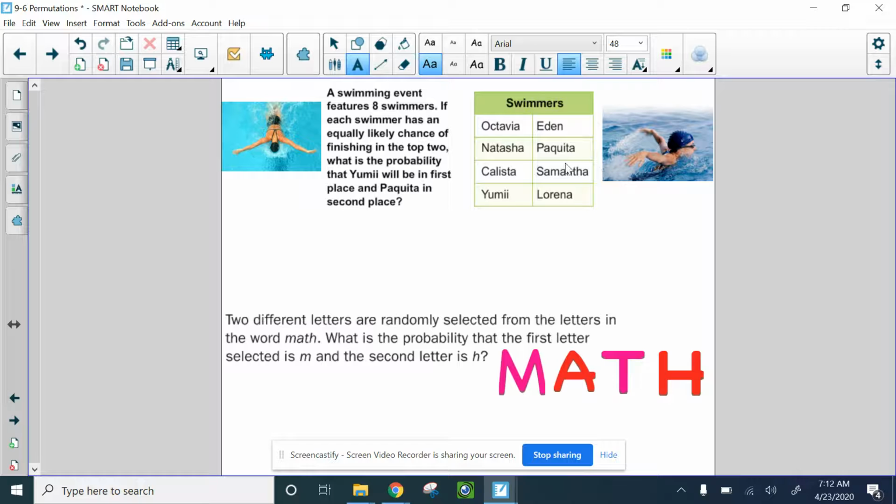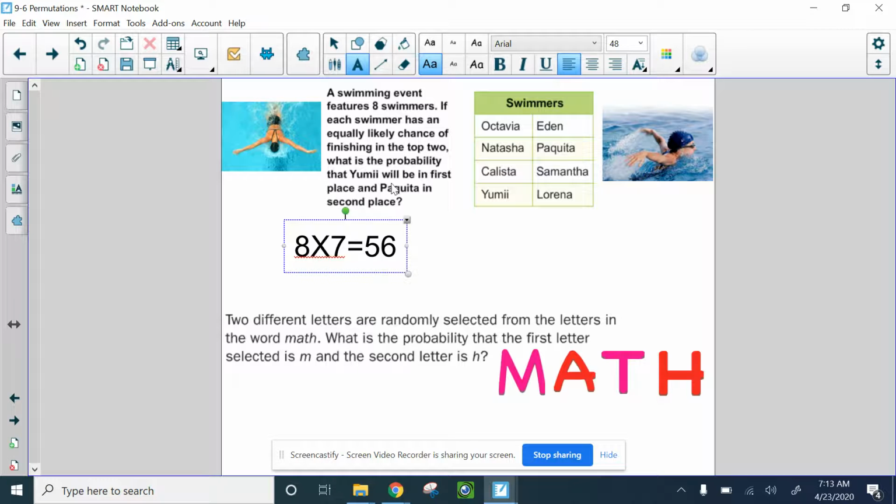When I first start this out, I want to know how many choices there are of Yumi finishing first. For her to finish first, there are 8 ways. And then after that, there are 7 people that could finish second place. So I have 56 different ways that first and second place can happen.